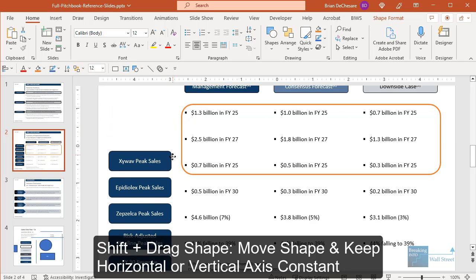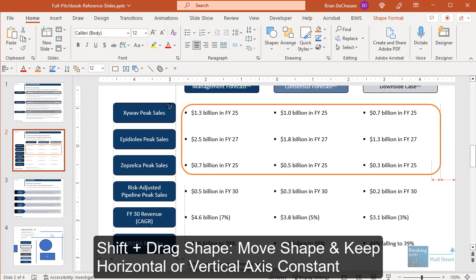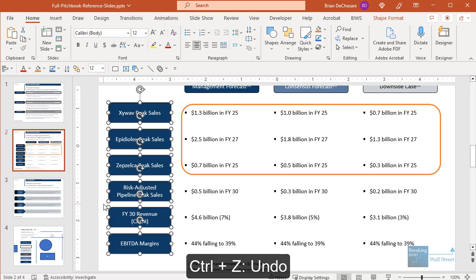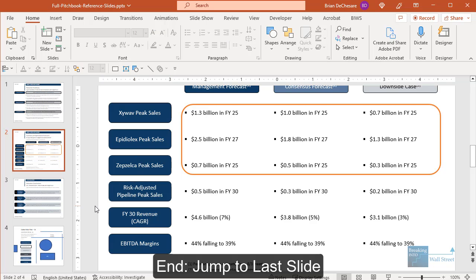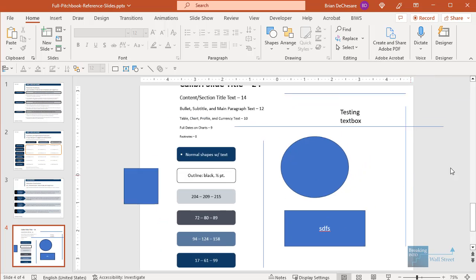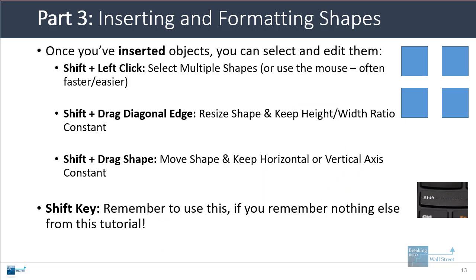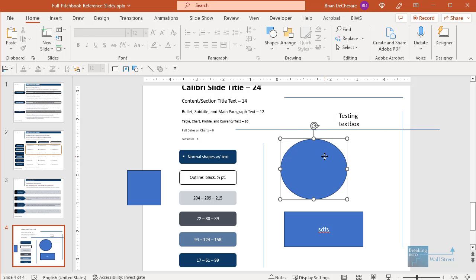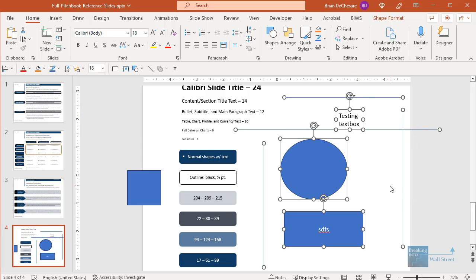They're just moving up or down in a straight line like this because I'm pressing and holding the Shift key. I'll press Control Z a few times to undo that, and then I'll press End to jump to the last slide here. The bottom line is that the Shift key is really important, and it lets you do a lot of things in PowerPoint. It lets you select multiple shapes. You could also use the mouse to do this, but I often find the Shift key is easier when they're overlapping with other things on the slide.